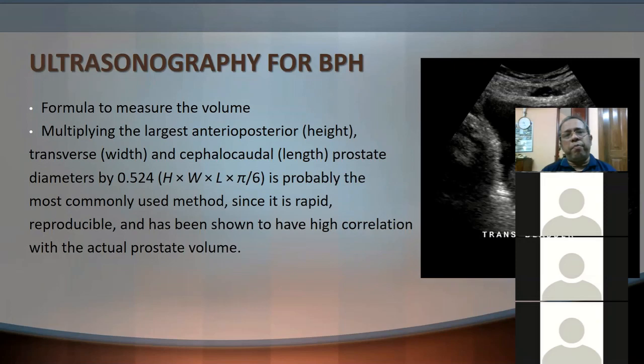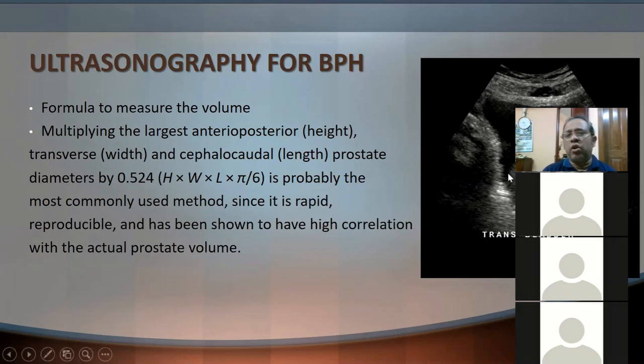Ultrasonography for BPH, formula to measure the volume: multiplying the largest anteroposterior height, transverse width, and cephalocaudal length of the prostate diameter by 0.524 is probably the most commonly used method, since it is rapid, reproducible, and has been shown to have a high correlation with actual prostatic volume. This is the formula to measure the volume.